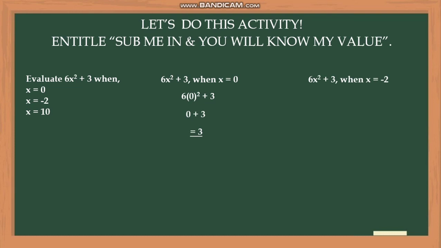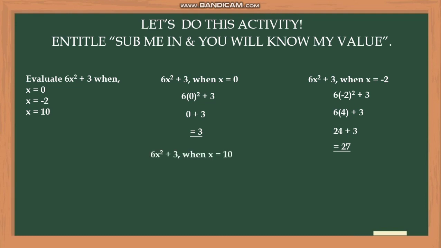Another one will be 6x squared plus 3 when x is equal to negative 2. For the given number, we have 6 times negative 2 squared plus 3. Then simplify. We have 6 times 4, since negative 2 times negative 2 is equal to positive 4. 6 times 4 plus 3 will be equal to 24 plus 3. The answer will be 27. In the expression 6x squared plus 3 when x is equal to negative 2, the answer is 27.